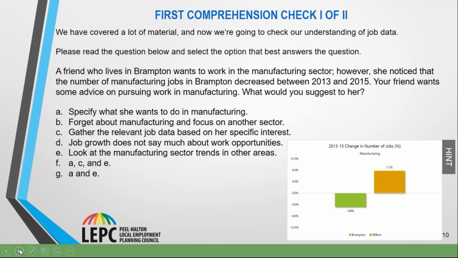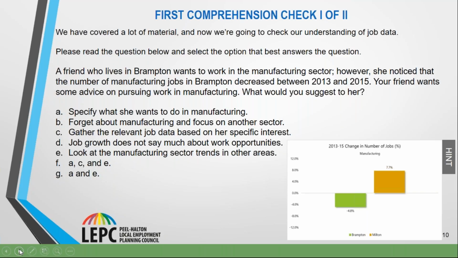We have learned new things about job data. Now it's time for our first comprehension question. A friend who lives in Brampton wants to work in the manufacturing sector. However, she noticed that the number of manufacturing jobs in Brampton decreased between 2013 and 2015. Your friend wants some advice on pursuing work in manufacturing. What would you suggest to her?